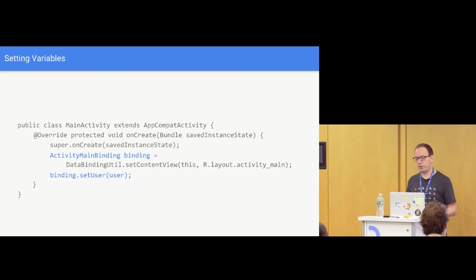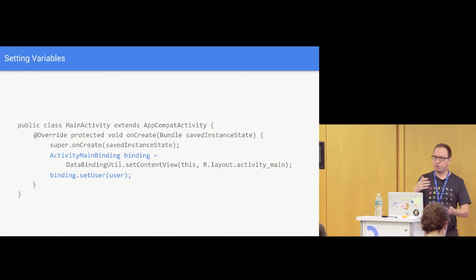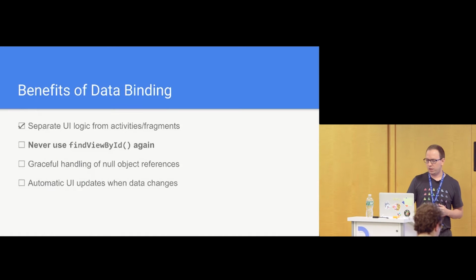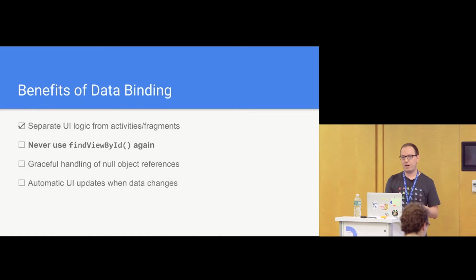This is even more powerful when you're using less primitive types. For example, a user object could be passed in to this layout, and you could show different fields based on their birthday, or you name it. So the next benefit I want to talk about is that you never have to use find view by ID again.